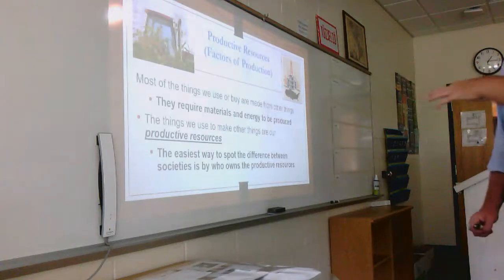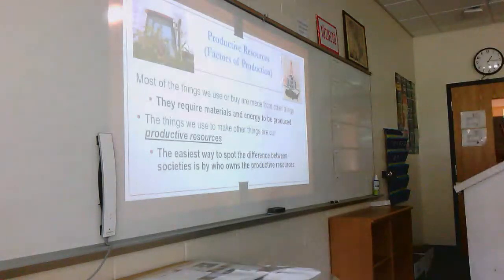One big thing you can tell about a country is who owns these productive resources. A crazy statistic is that over 50% of our country's wealth right now is owned by 1% of its population.